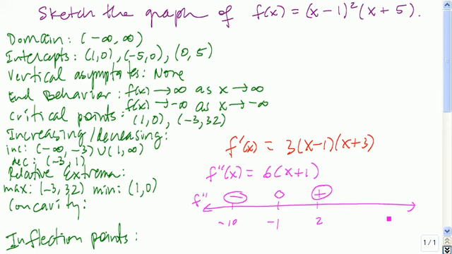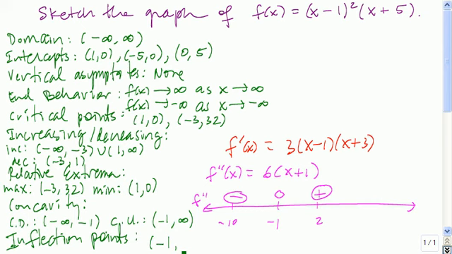So here's the sign chart for f double prime, and we find that f is going to be concave down from negative infinity to negative 1, and concave up from negative 1 to infinity. Okay, so here you see that CD means concave down, so it's concave down from negative infinity to negative 1, and CU means concave up, so it's concave up from negative 1 to infinity. And we see that when x is equal to negative 1, the concavity changes, so we have a point of inflection where x equals negative 1.